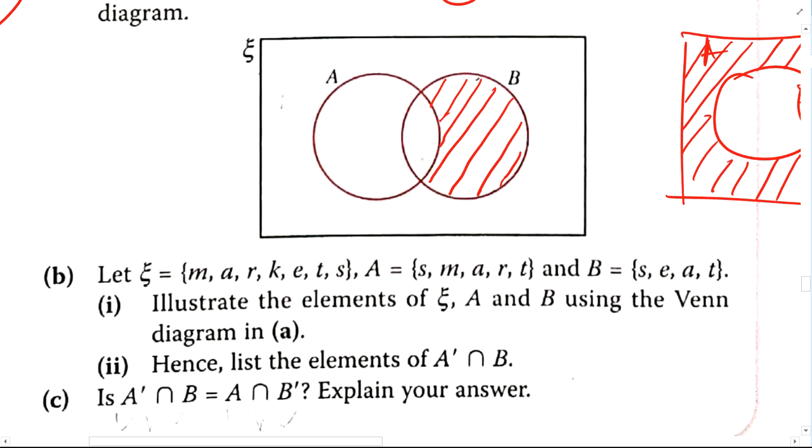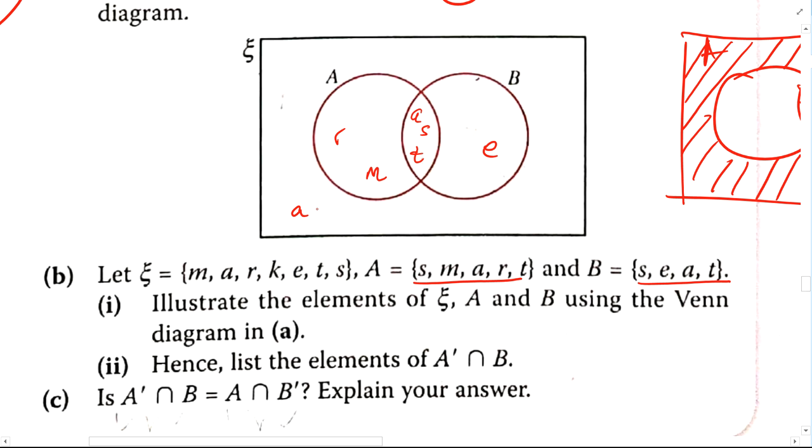So now illustrate the elements using the Venn diagram. Inside A and inside B at the same time, we've got A. What else do we have? S and T, right? Anything else? Inside B it must be E, and inside A we've got R. That's all. M. And inside the universal set, A. So just put it anywhere else. K.